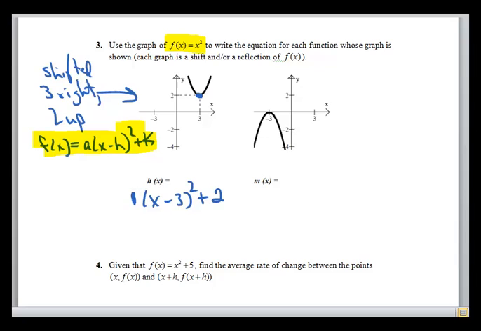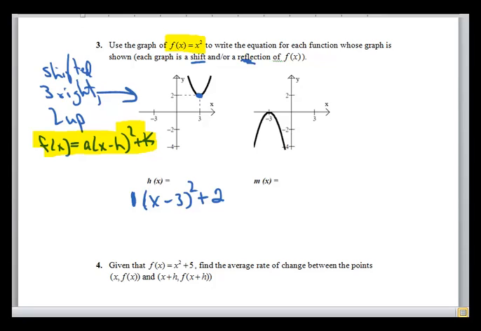And how do I know this is a 1? I didn't, except for the fact that they told me that these two graphs were just shifts and/or reflections. So they weren't a vertical stretch. If that was like a 2 or a 3, or a negative 2 or a negative 3 or something, then it would be a vertical stretch. Right? But in this case, it wasn't a vertical stretch, so that's just 1.